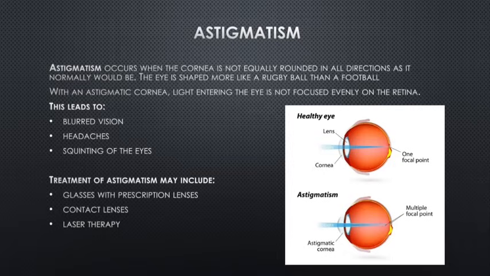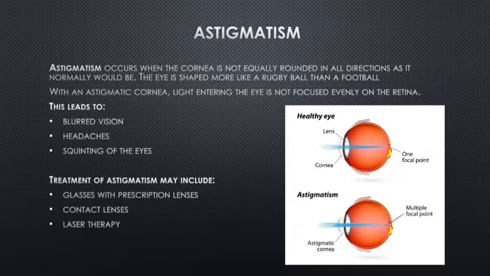So the eye is shaped more like a rugby ball, not like a football. It's supposed to be rounded like a ball, a football, but it's more pointy or rounded like a rugby ball. I'll show you the images. So with an astigmatic cornea, the light entering the eye is not focused evenly on the retina. Hence, you're going to have blurred vision, and you're also going to have headaches, and then also you're going to squint whenever you look at objects in front of you.